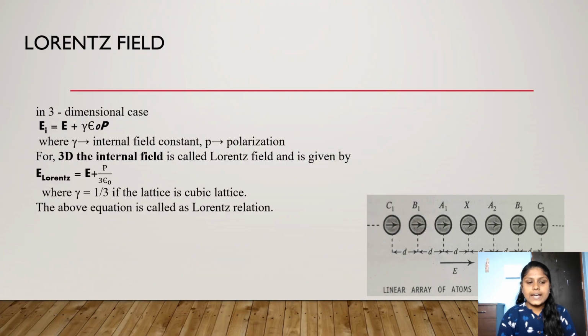In the three-dimension case, EI is equal to E plus gamma P divided by epsilon naught, where gamma is the internal field constant and P is polarization. For 3D, the internal field is called Lorentz field and is given by the equation E Lorentz is equal to E plus P divided by 3 epsilon naught. E is electric field, P is polarization, and gamma is equal to 1 by 3 if the lattice is a cubic lattice. So the above equation is called the Lorentz relation.